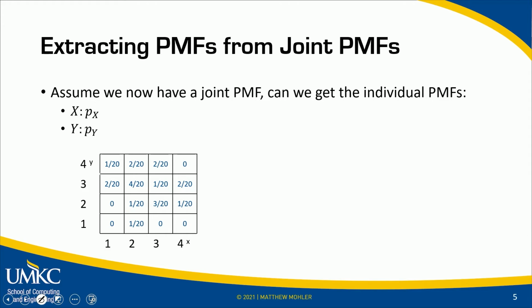Now, let's look at this from a slightly different direction. Instead of saying we have two individual random variables, we used that to introduce the concept of a joint probability mass function. But let's assume now that we have a joint probability mass function. We already have this table here. And a question we might ask is, can we get the individual probability mass functions? So that, again, would be the probability mass function of x and the probability mass function of y. And the answer is yes, we can.